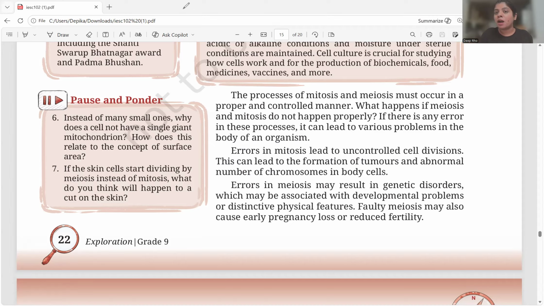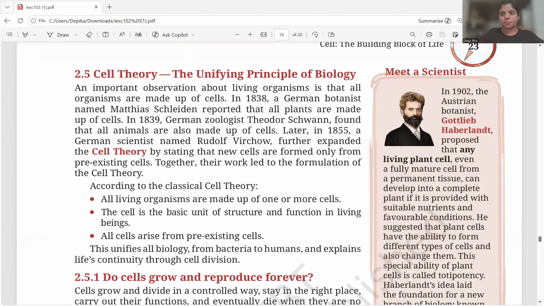So these things happen in a highly controlled way. Now come to cell theory, the unified principle of biology. All living organisms, scientists have observed, are made up of cells. First, the German botanist Schleiden in 1838, along with the German zoologist Schwann in 1839, combinedly gave the cell theory.